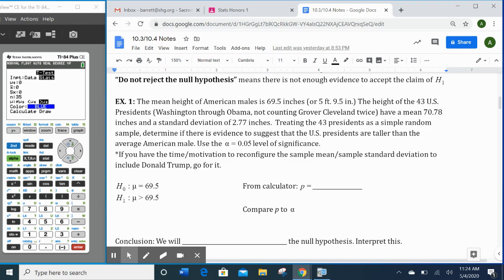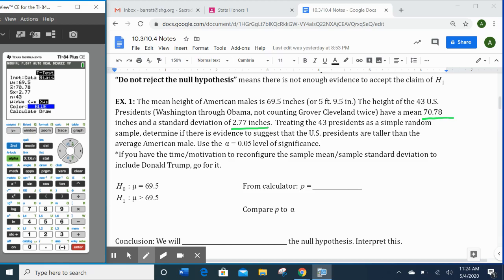So because they give me in this problem a sample mean and a sample standard deviation, I'll go through the buttons again: stat, tests, t-test, enter, and then if you're highlighted on data, you want to go over to stats and highlight stats. So mu sub 0 is the 69.5 from the null hypothesis. X bar is the sample mean, which is 70.78. The sample standard deviation is 2.77. N, the sample size in this case, is 43.